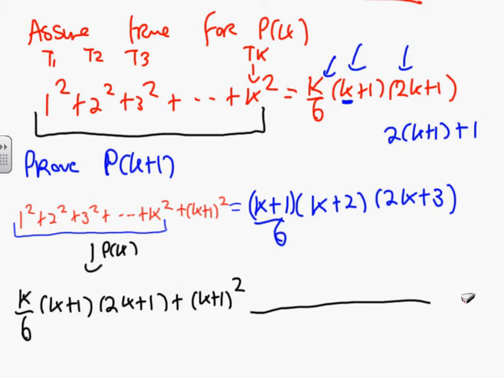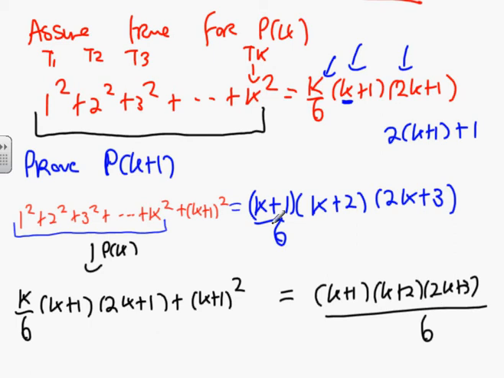Now, there's a really cheap way of doing this, right? I think the fraction is generally considered a problem. Okay? So what we're going to do is something like this: k plus 1, k plus 2, 2k plus 3, all over 6. Why is it all over 6? Can anybody tell me?